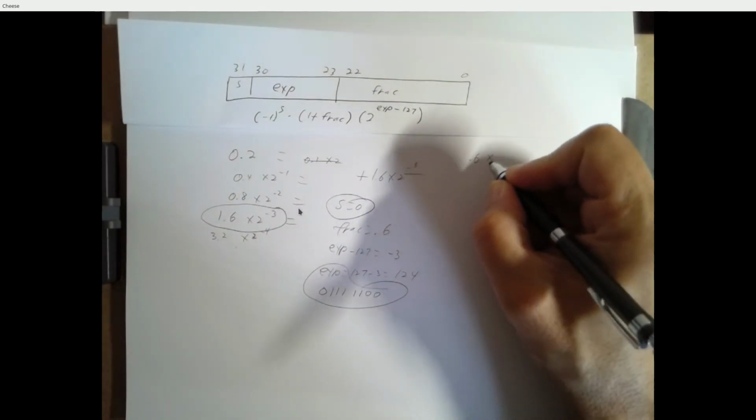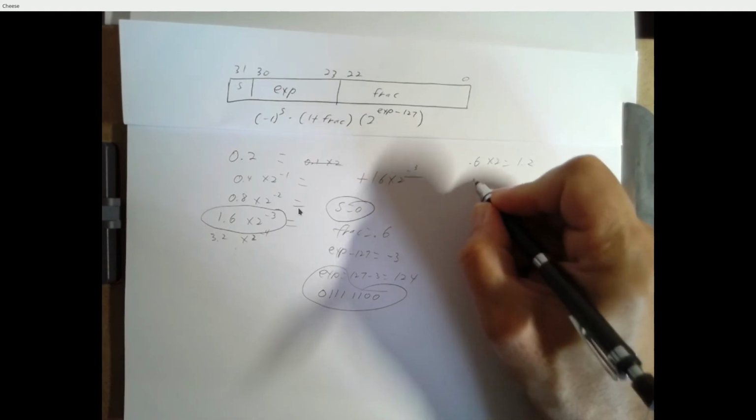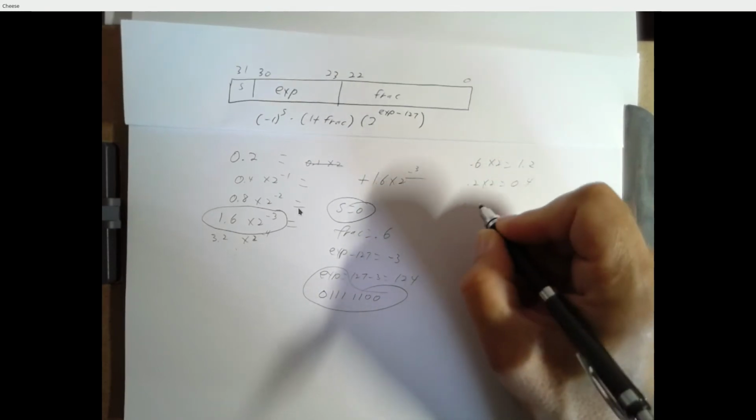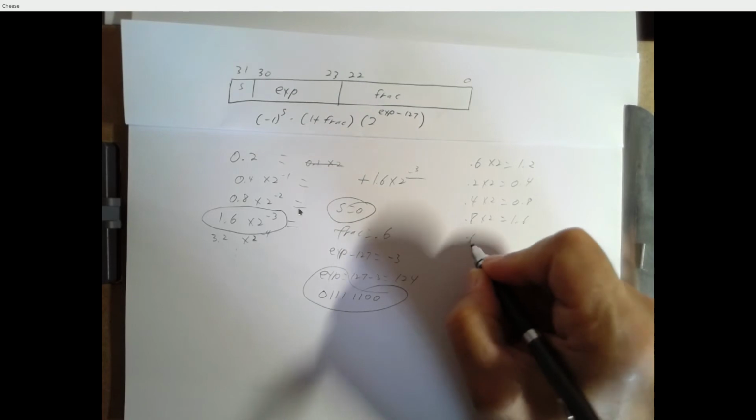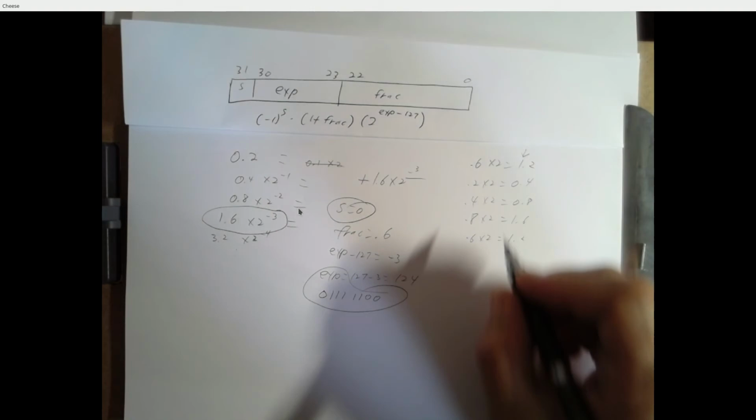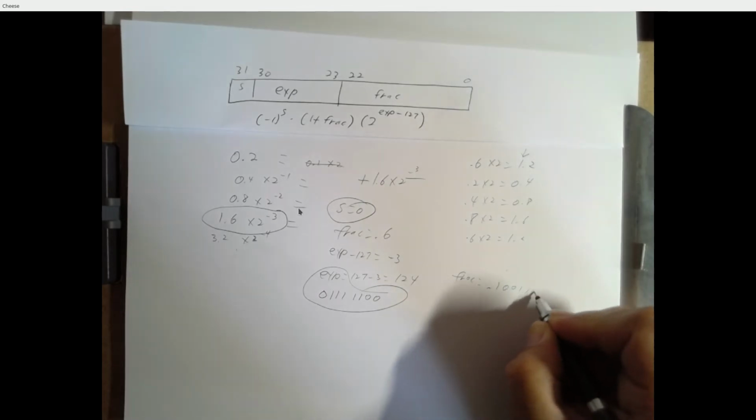Well, how do we write 0.6 in binary? 0.6 times 2 equals 1.2. 0.2 times 2 equals 0.4. 0.4 times 2 equals 0.8. 0.8 times 2 equals 1.6. 0.6 times 2 equals 1.2, and we're off and running. And so we pick up these digits, the most significant digit starting at the top. And so this fraction equals 0.1001, 1001, 1001, and so on.